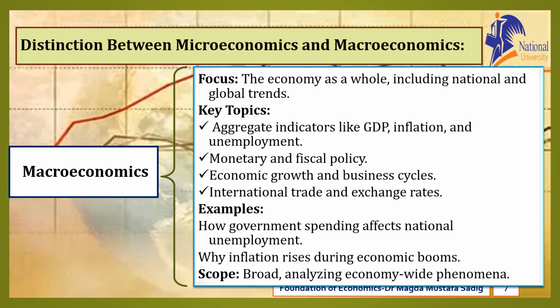The second point is monetary and fiscal policy. The government tools: government and central banks use tools to keep the economy stable. With monetary policy, the central bank controls how much money is in the economy, often by changing interest rates. So if the economy is slow, the central bank might lower interest rates. This makes it cheaper to borrow money, so people can buy houses or businesses can invest to boost the economy.